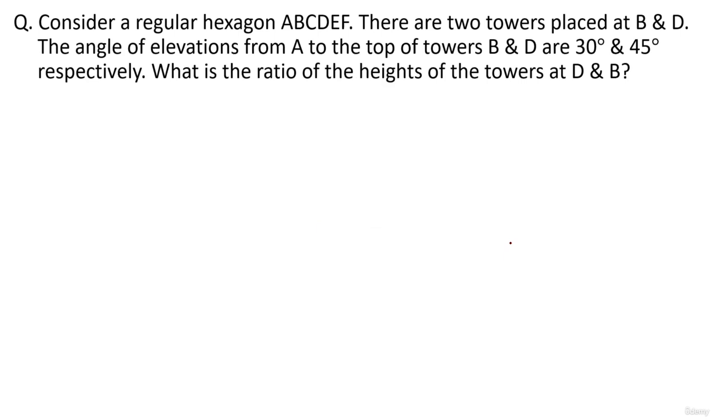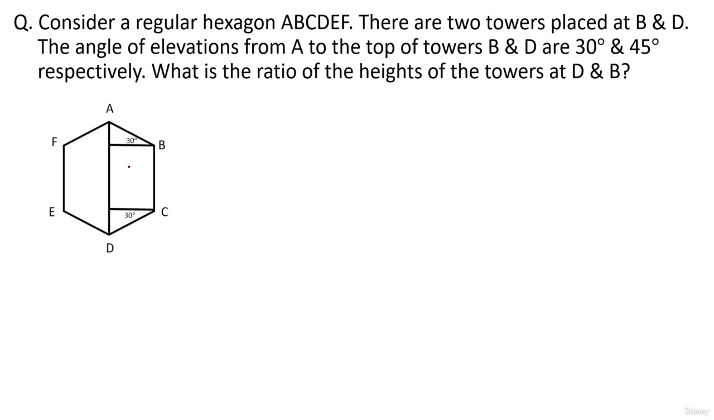The angles of elevation from A to the top of the towers B and D are 30 degrees and 45 degrees respectively. What is the ratio of the heights of the towers at D and B? Okay, now guys, before solving the actual question, let's have a regular hexagon before our eyes.